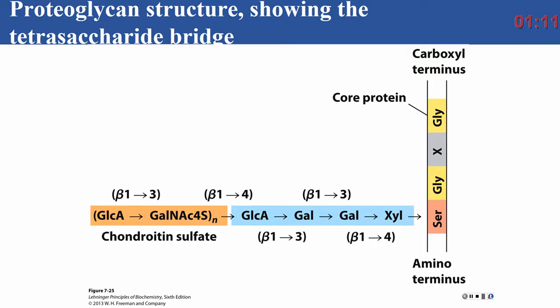All right, so proteoglycan, again, this is a tetrasaccharide bridge. That's the main thing that I want you to be aware of here, this tetrasaccharide bridge. And then here's your core protein, and this tetrasaccharide bridge is linking off of serine, which tells you likely what kind of link. Is it O-linked or N-linked?